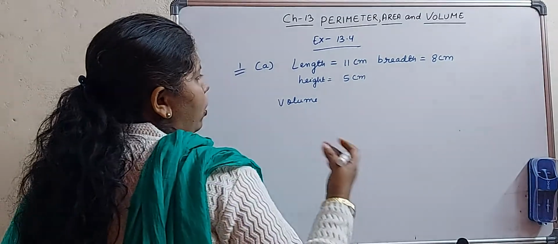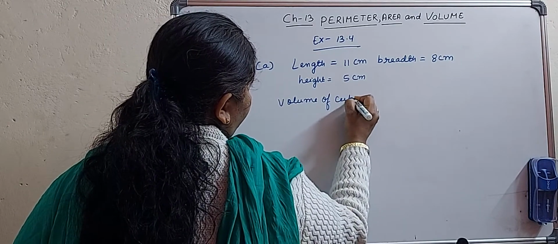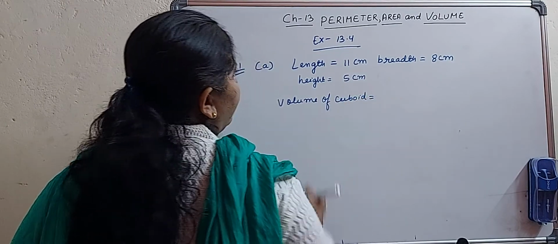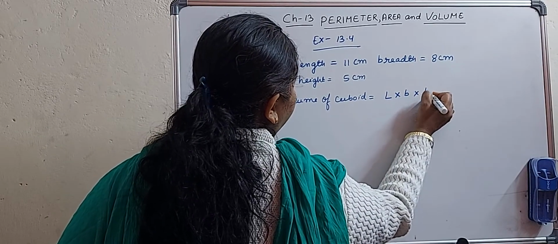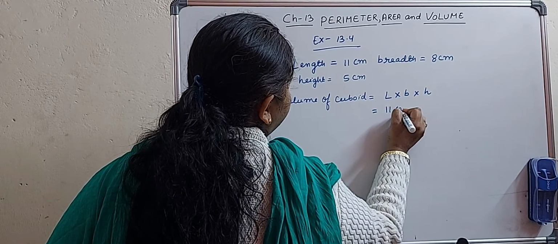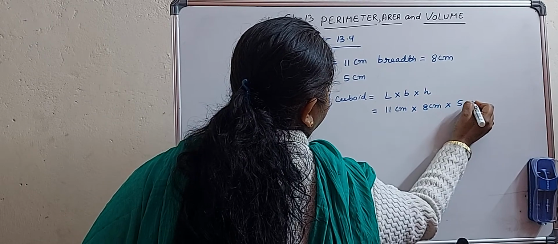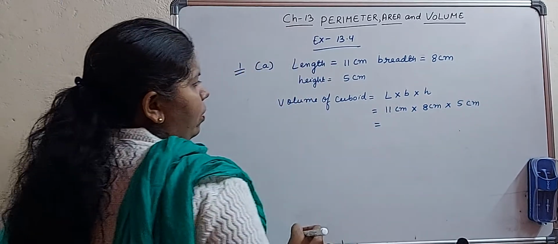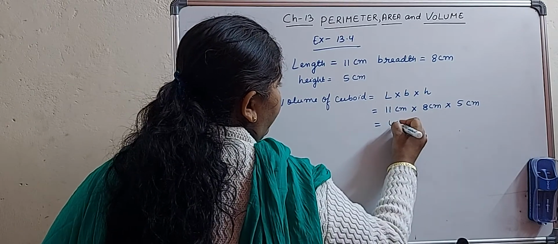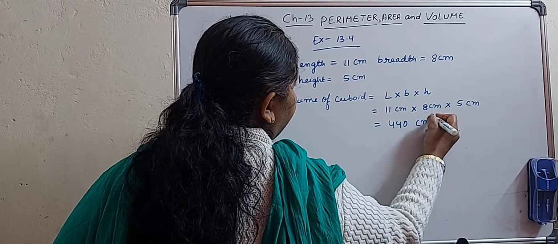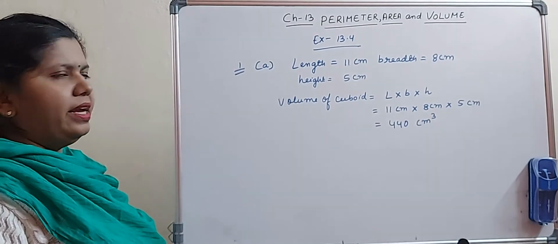So we know that the volume of the cuboid is equal to what? Length into breadth into height, L into B into H. That is equal to 11 centimeter into 8 centimeter into 5 centimeter. That is equal to 8 5s are 40. 40 into 11 is 440 centimeter cube. This is your answer. Now let us move to the next question.